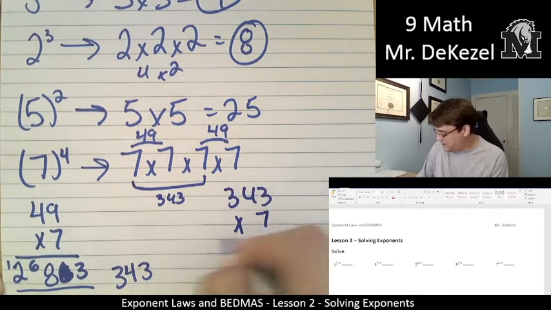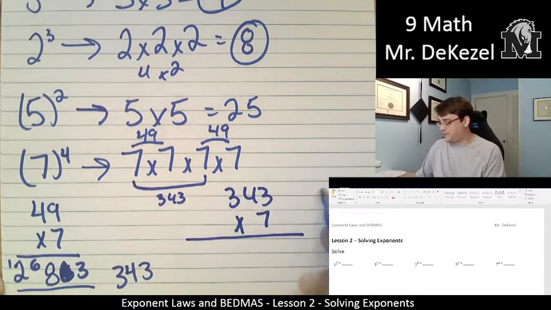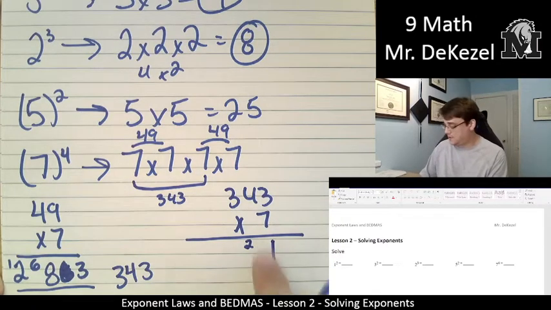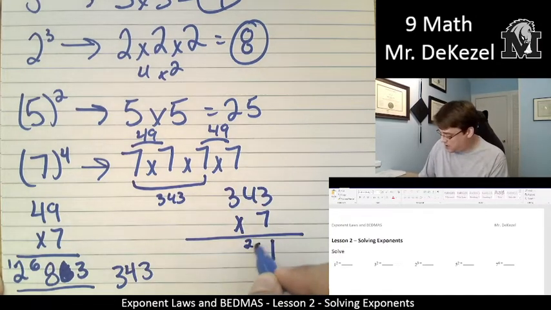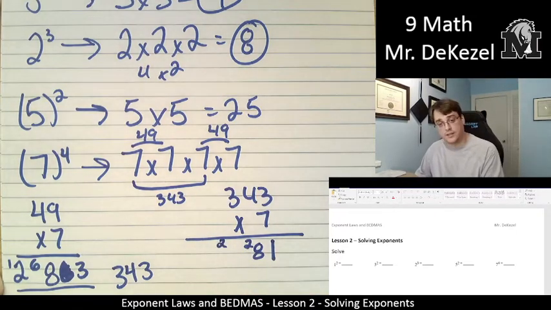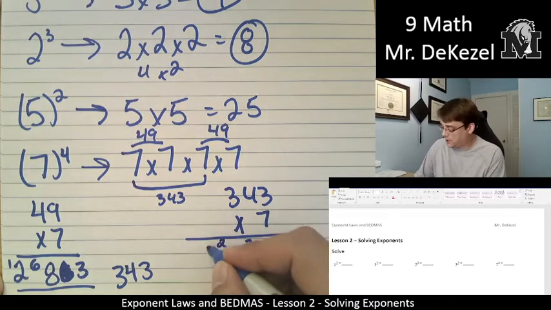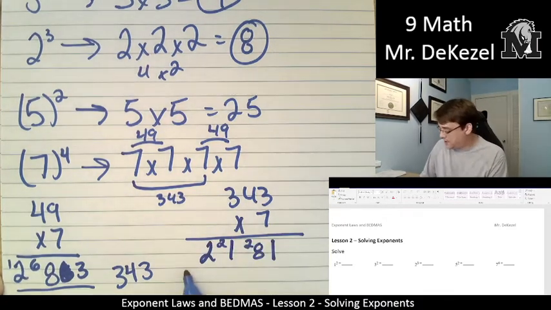343 multiplied by 7. 7 times 3 is 21, so I have a big 1 and a small 2 to be added. 7 times 4 is 28, so I have a big 8 and a small 2 to be added. And then my last one, I just write the whole number large. So 7 times 3 is 21. I'm going to go ahead and add these.